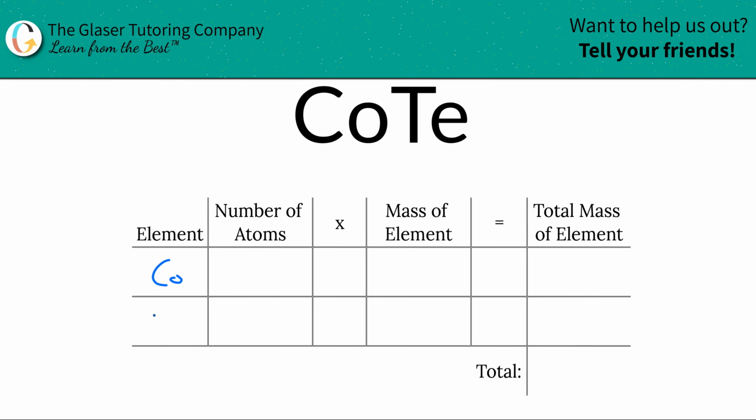So we have cobalt and we have tellurium. Next is to identify the number of atoms of each, and that's where the subscripts come into play. So at the bottom of cobalt, there's an invisible 1, so there's 1 cobalt, and the same thing for tellurium, 1. Then we're going to take those numbers of atoms and multiply it by the mass of each particular element, and that's found on the periodic table. So let's take a look.